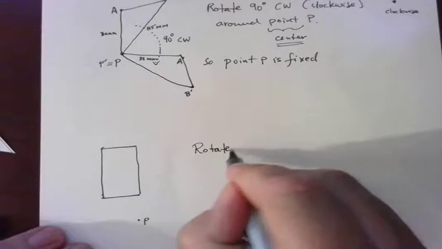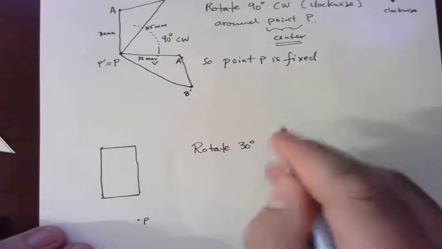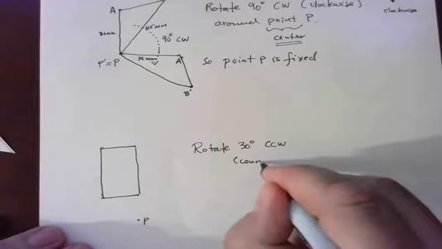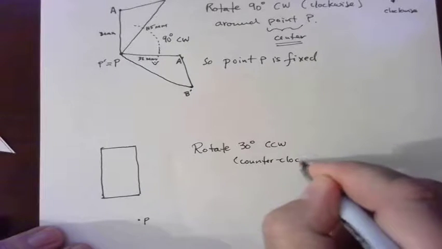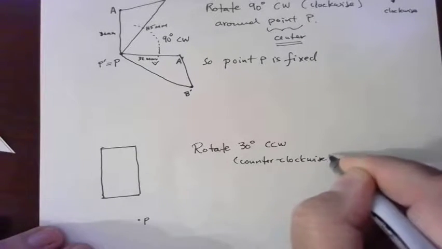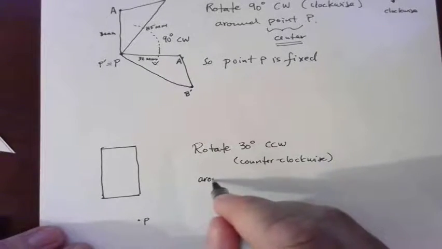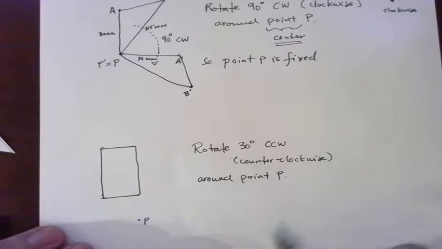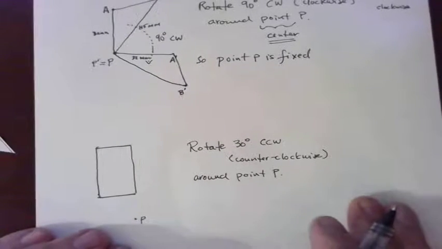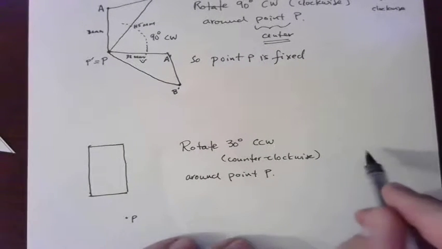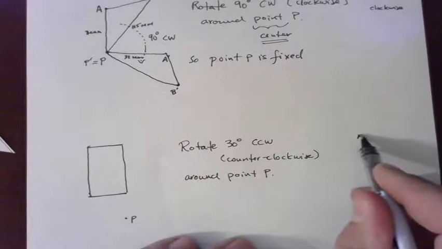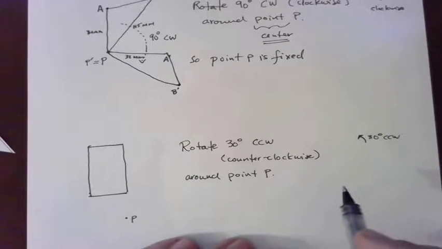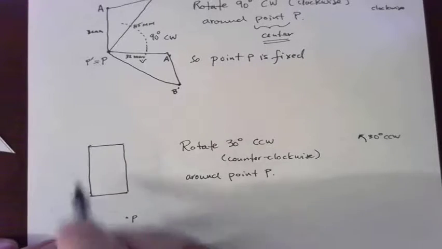So I'm going to rotate 30 degrees counterclockwise. So that's going against the way the clock goes. And the center is going to be that point P. So I'm going to turn that rectangle 30 degrees counterclockwise, turning it around that many degrees. It's not very far. 30 degrees is a 12th of the clock. It's like the amount of degrees when an hour hand goes from like 12 o'clock to 1 o'clock.